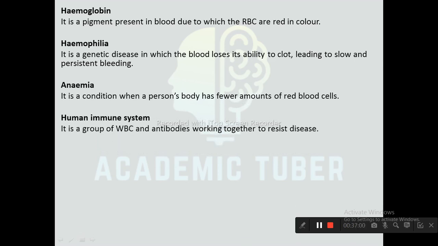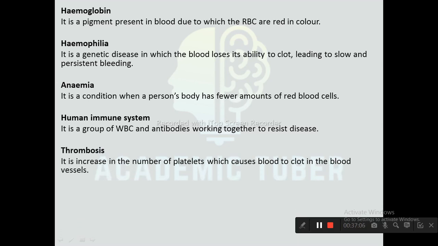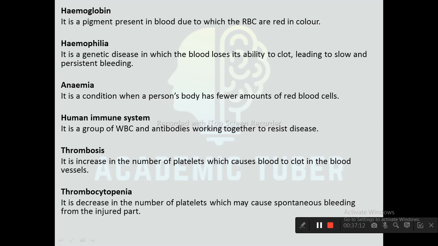Human immune system, it is a group of WBC and antibodies working together to resist disease. Thrombosis, it is an increase in the number of platelets which causes blood to clot in the blood vessels. Thrombocytopenia, it is a decrease in the number of platelets which may cause spontaneous bleeding from the injured part.